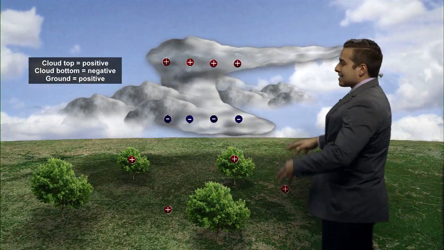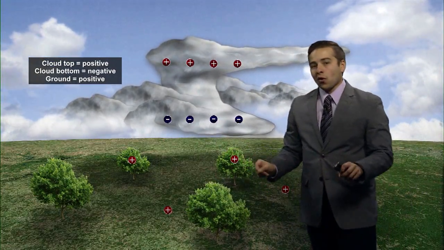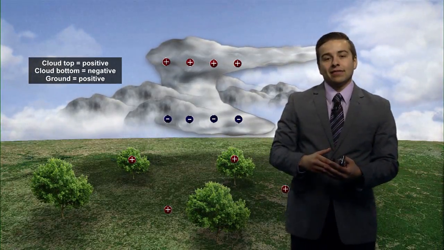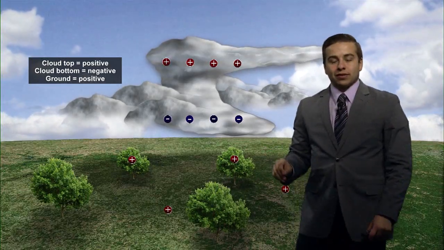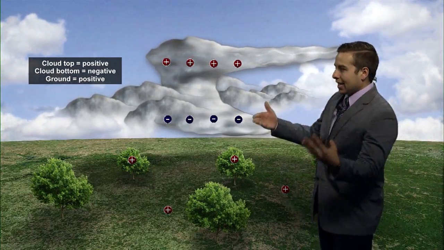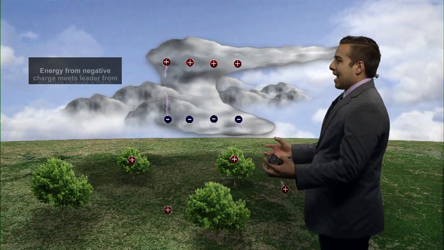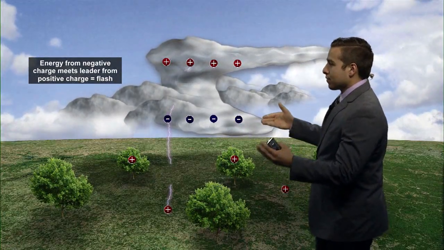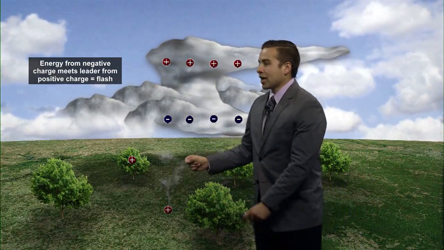And as this develops, we also have positively charged protons on the ground, and a lot of times these will be in those elevated surfaces. That'll be the highest positive charge, like the top of trees, where lightning is more likely to strike. And as the storm progresses and gets a little bit stronger, that energy from the negative charge actually meets that energy from the positive charge at the ground.